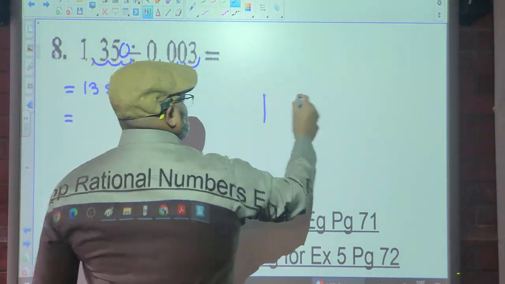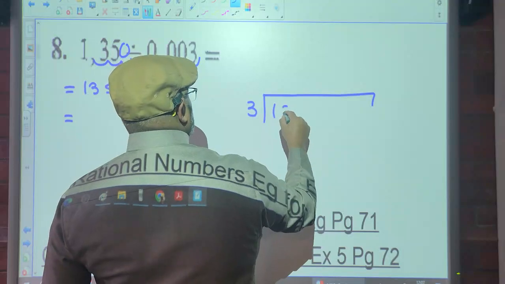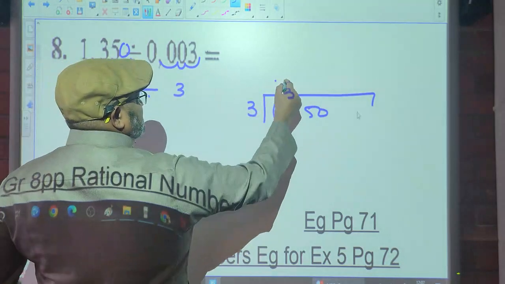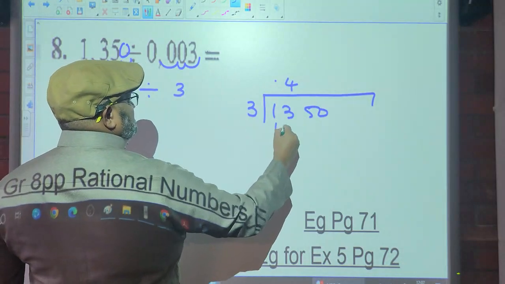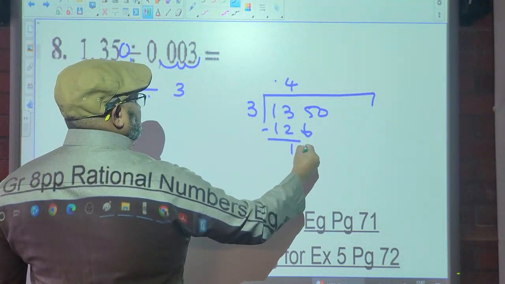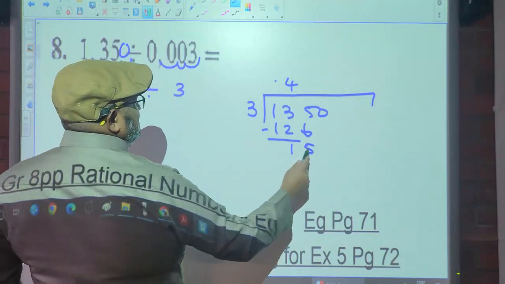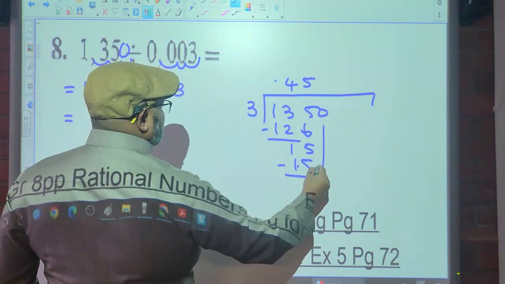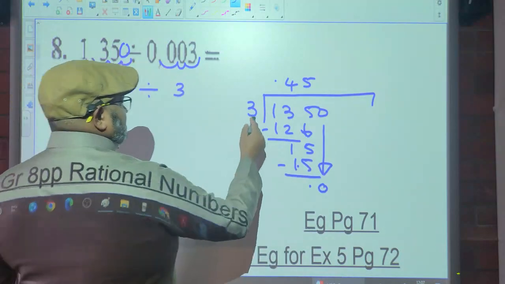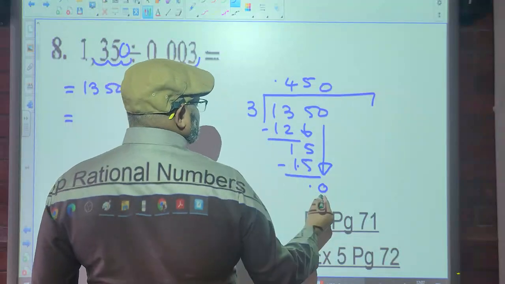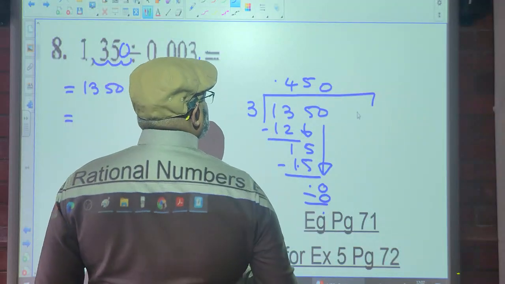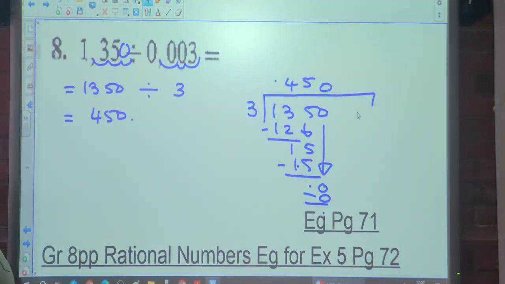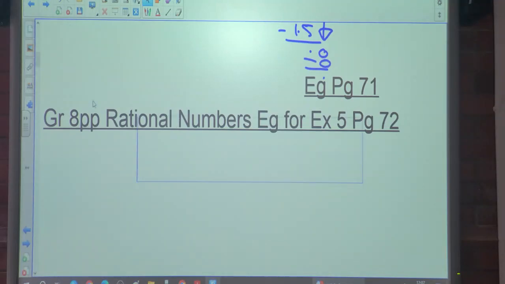So we do the long division here. So it's going to be 1350 divided by 3. So 3 can't go into 1, but 3 goes into 13 4 times. 4 times 3 is 12. You subtract it, you get 1. Carry down 5. 3 goes into 15 5 times. 3 times 5 is 15. Subtract, you get 0. Carry down 0. 3 goes into 0, 0 times. 0 times 3 is 0. Minus 0. So the answer is 450. Let's go to the next one.